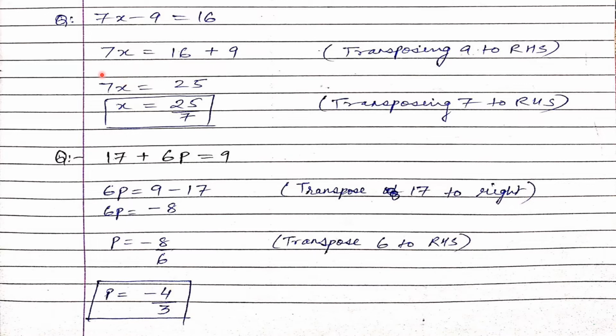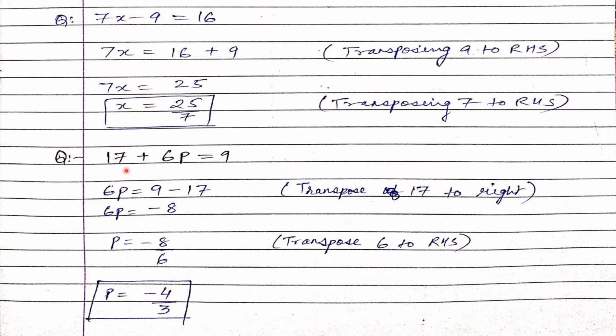Now, as nothing else is left on the left hand side, x has no other choice but to leave this 7 also. But now you can see this 7 is getting multiplied over here. Hence, when it goes to this side, it becomes division.